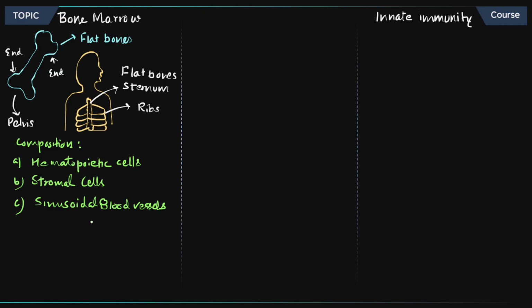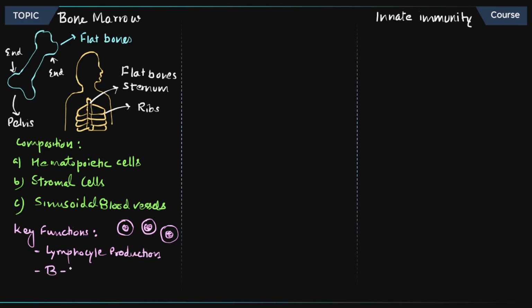Now, if we talk about functions, let's write down some key functions over here. The first one is lymphocyte production. In bone marrow, the major function that occurs is the production of all the precursors for the lymphocytes. A lot of cells are getting produced. And the next one is maturation of only B cells, B cell maturation. And I hope you remember T cell maturation happens in the thymus, which is a separate organ, but B cell maturation happens over here.